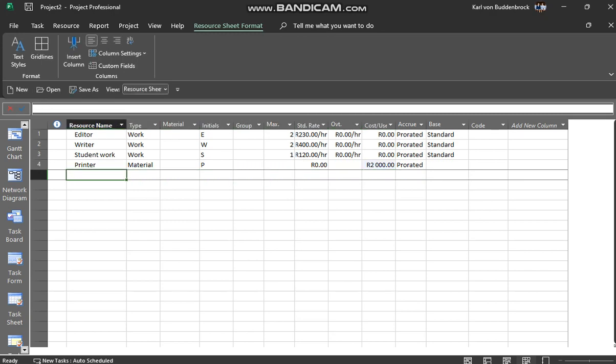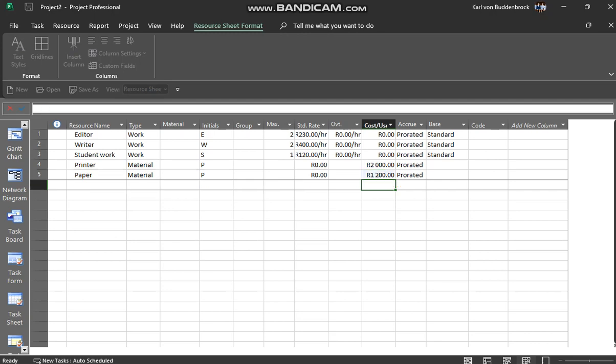I mean, let's say paper. Let's say we've got to buy paper to print this thing, a material resource, and we've costed it at 1,200 for the lot of paper. Okay, good. So they're my resources. That's all I'm going to do.